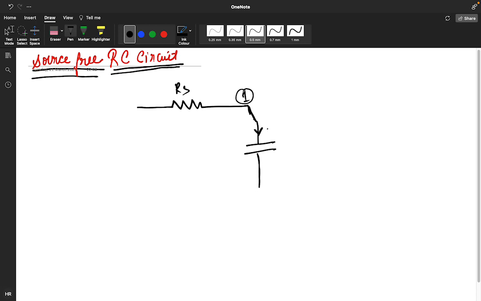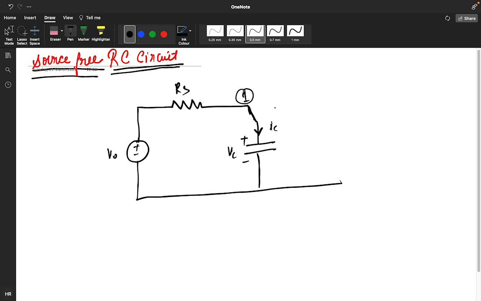I'm assuming current IC is flowing in this. This is positive, negative, VC. And this is my positive negative V naught, and this particular one is my resistor R, and this is my switching position 2. At t equals 0, the switch is moved.